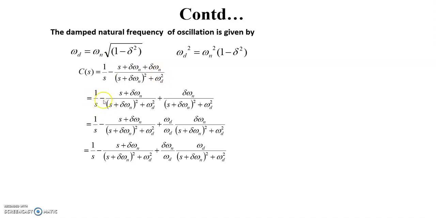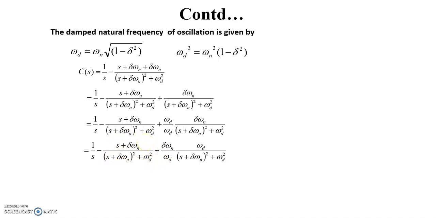So that is 1 by s minus (s plus zeta omega n) divided by ((s plus zeta omega n) whole square plus omega d square). You can split the numerator and denominator into separate terms. So zeta omega n divided by ((s plus zeta omega n) square plus omega d square). Here you can multiply and divide by omega d in the third term, because the standard form is nothing but this one: s plus zeta omega n divided by (s plus zeta omega n) square plus omega d square.